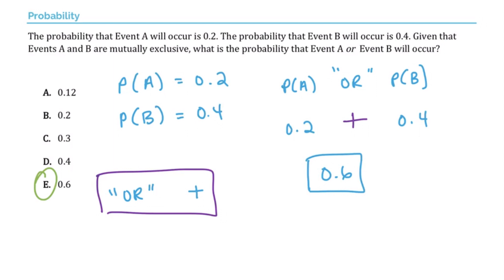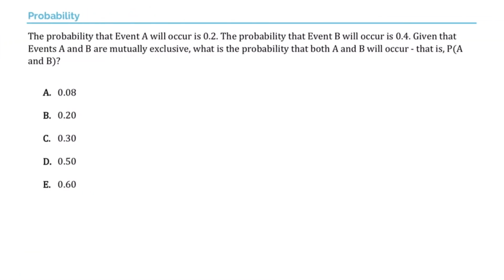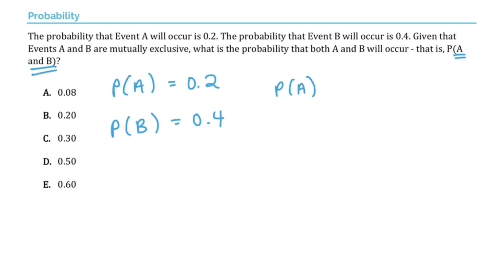Now for our next question, it's basically almost identical, except it's an and probability instead of an or probability. So what does this question say? This one says the probability of event A is 0.2. The probability of event B is 0.4. Given that the events are mutually exclusive, what is the probability that both will occur? That is, what is the probability of A and B? So I want to know what's the probability of event A and event B happening.